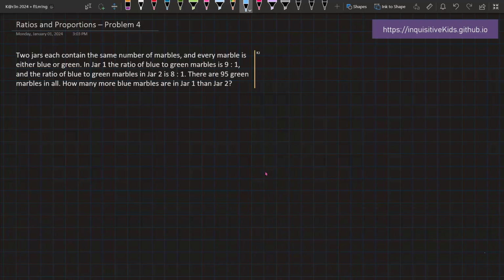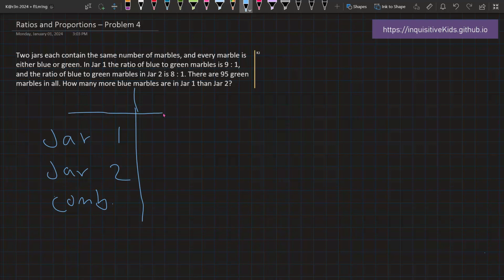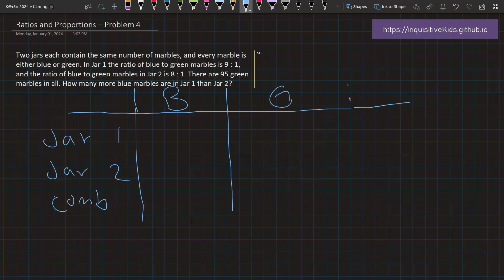Let's first collect all this information in a ratio table. So here I'll write jar 1 and jar 2 just to label the information, which jar we're referring to. And then I'll write combined. And then across the top, I'm going to add some more parameters. We are going to do blue marbles to green marbles to the total amount of marbles in each jar. And now we can collect our information.